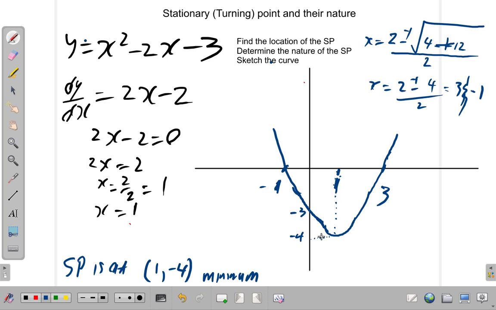We'll look at that in another video. This video has gone long enough, so we'll continue looking at this same problem, but we'll look at another way to find the nature of the minimum point in another video. So I'll see you then.